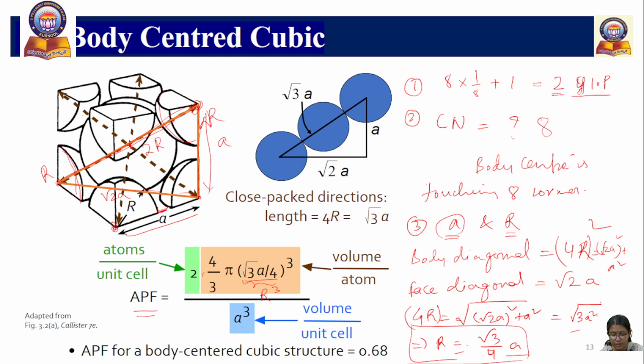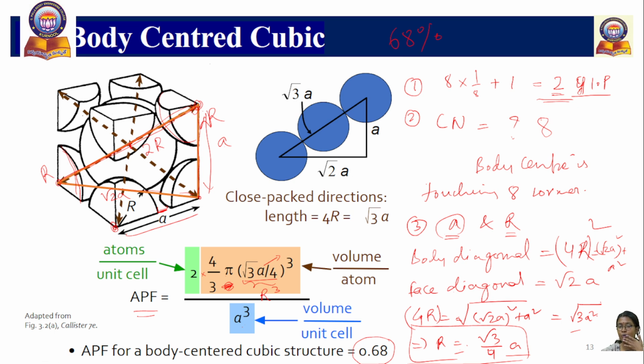Why are we multiplying by 2? Because the effective number of lattice points is 2. One lattice point volume is 4 by 3 pi R cube. What is the volume of 2 lattice points? 2 into that, divided by A cube. This also gives A cube, so the A cube gets cancelled, and you are going to get the packing fraction as 0.68. In terms of percentage, it is 68%, 0.68 into 100%.